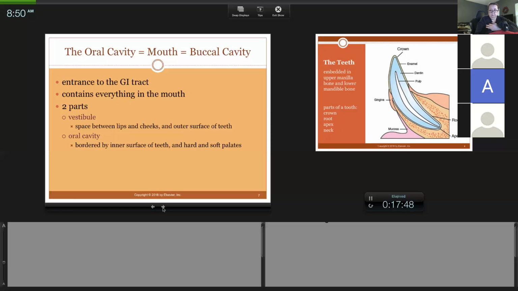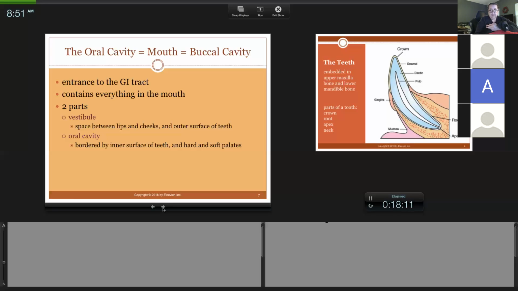So this will build, but having a good initial understanding of the dental formula, I'm going to talk about that. But if I say the oral cavity, sometimes people call it the buccal cavity. Buccal is pertaining to cheek. So when you see buccal, that means cheek.